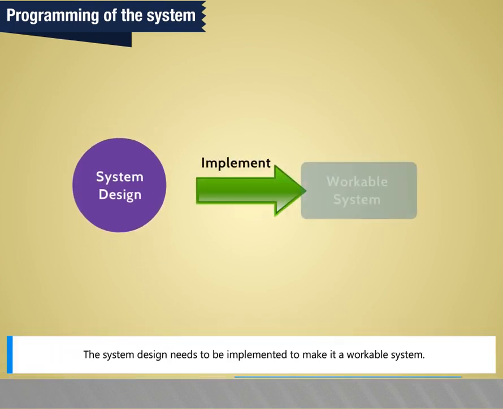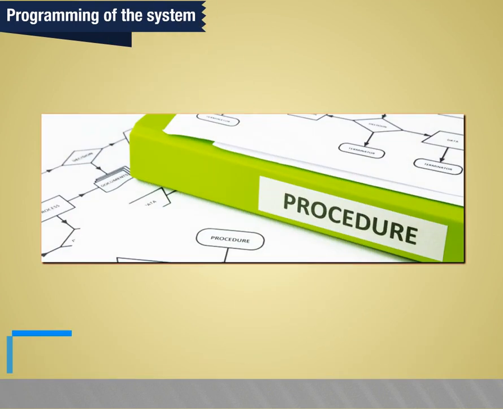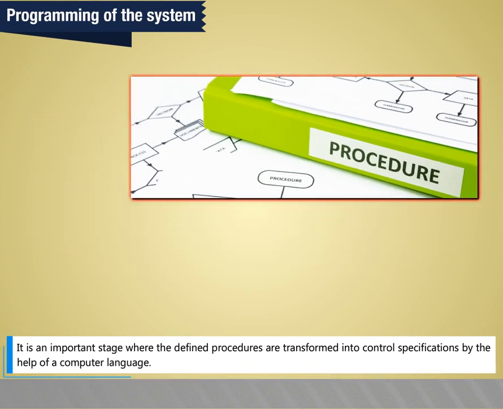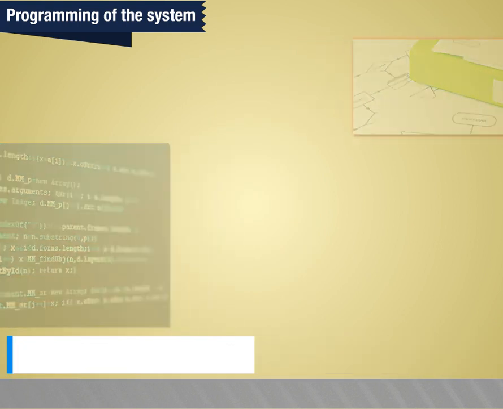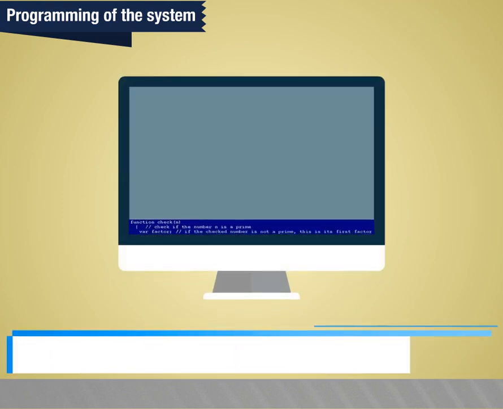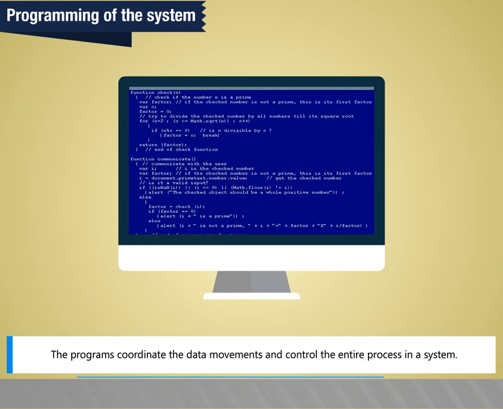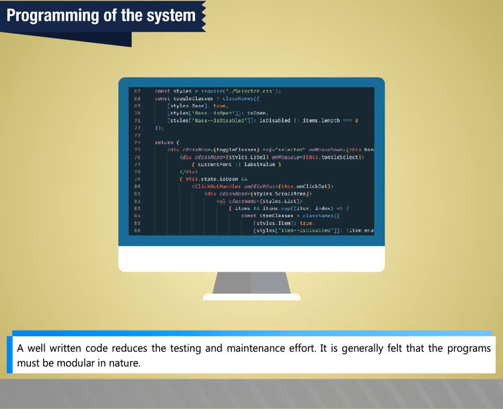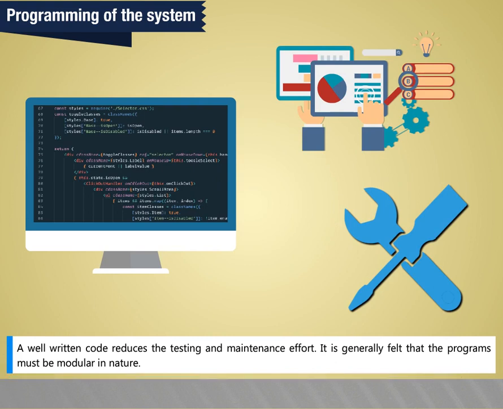Programming of the system. The system design needs to be implemented to make it a workable system. It is an important stage where the defined procedures are transformed into control specifications with the help of a computer language. The programs coordinate the data movements and control the entire process in a system. A well-written code reduces the testing and maintenance effort. It is generally felt that the programs must be modular in nature.